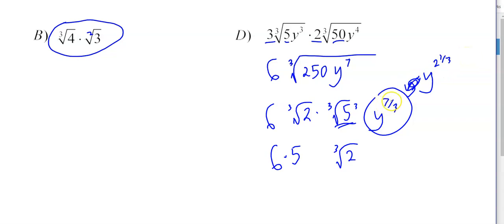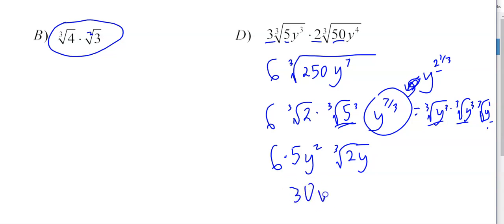Or if you think about it this way, you could write this as the cube root of y to the third times the cube root of y to the first. Those two y's are going to come out really nicely, and there's a y left over inside. So y squared comes out, and there's a y left over inside. So your final answer would be 30y squared times the cube root of 2y.